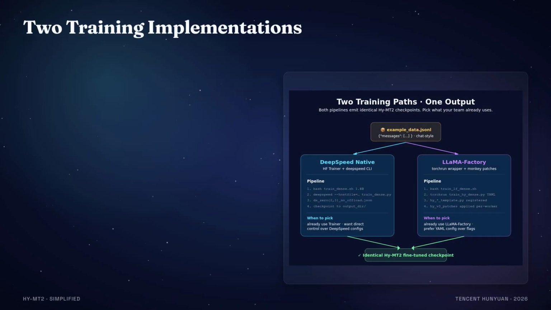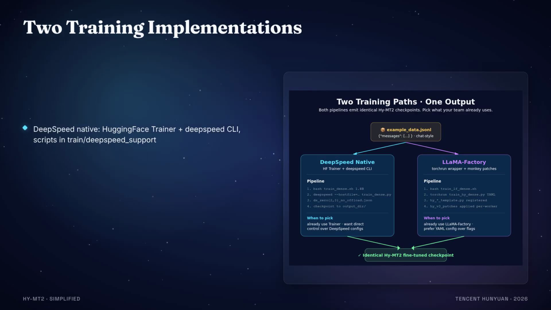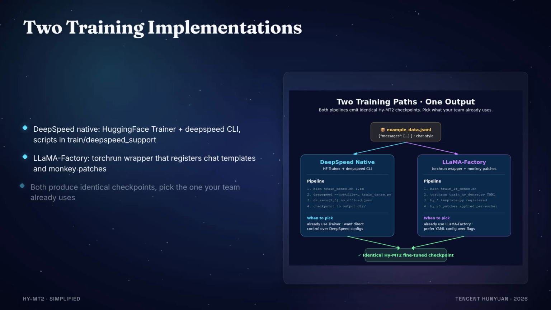The repository ships 2 completely independent training paths, so you can use whichever fits your team. The first is DeepSpeed Native, just the HuggingFace trainer launched through the DeepSpeed CLI, with scripts in train/DeepSpeed_support. The second is a Llama Factory wrapper, which uses Torch Run to register the Hy-MT2 chat templates and apply a handful of monkey patches before training begins.